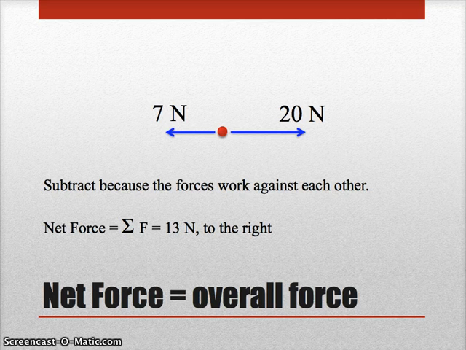Notice the symbol for net force. It's a mathematical symbol called sigma. It represents that we are summing things up, but in a special way that takes into account the direction.